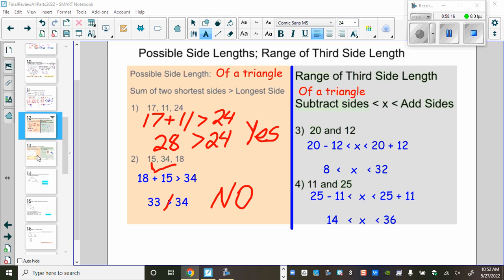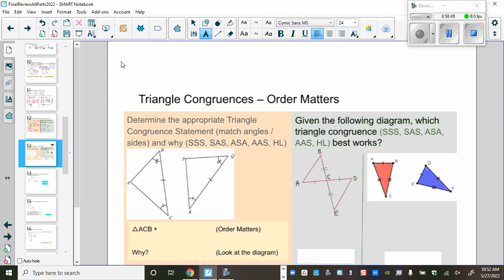Are we ready? So again, if you're looking for possible side lengths, add the two smallest. If it's larger than the largest, you're good. Not if it's equal or less than, no good. And then to look for the third side, if I give you two numbers, subtract, add, and put less than x less than between. Not bad, right? Okay. We go to the next one. All right.